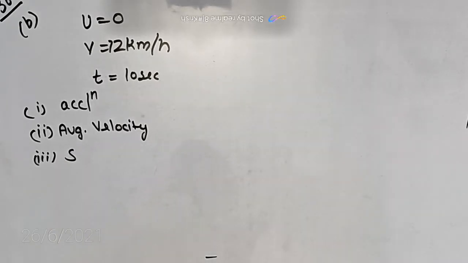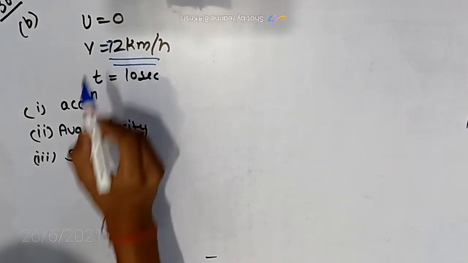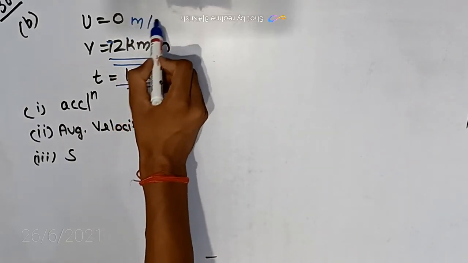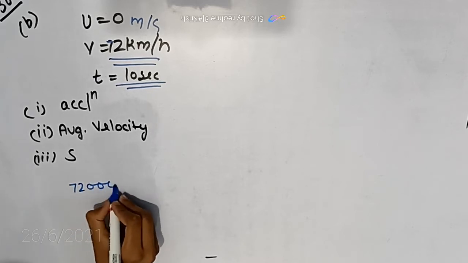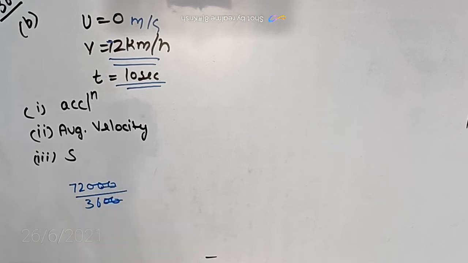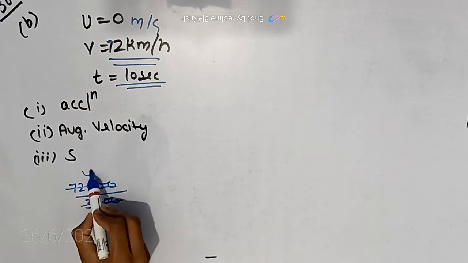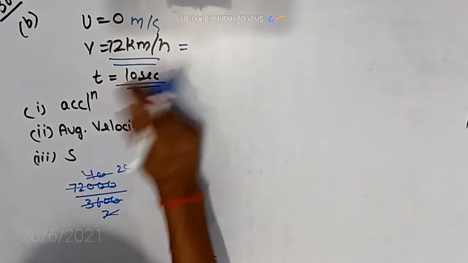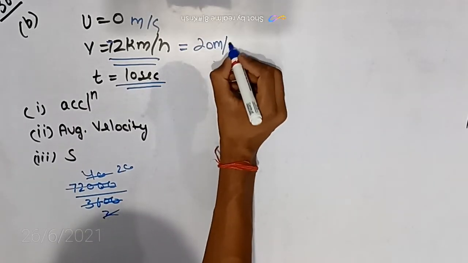First we will convert 72 km per hour into meter per second, because the time is given here in seconds. So 72 km means 72,000 upon 3600. 0 by 0 cancel, 0 by 0 cancel. 18 2s are 36... 18 times 4 is 72... so we get 20. Means we can write 72 km per hour equals 20 meter per second.